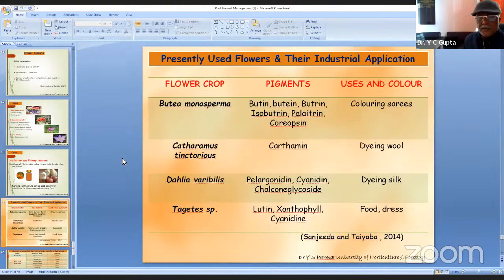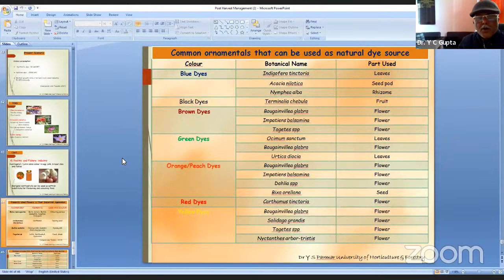Nanotechnology will now play a very important role. In every department, we need a biotechnologist and also a physiologist, so that they can assist our floriculture scientists in providing technical backup. So these are the common ornamentals that can be used as natural dye sources.